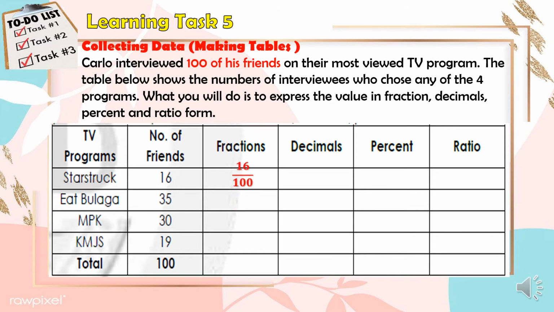So for the fraction for number 1, we have 16 hundredths. For decimals, we have 0.16. And for percent, we have 16%. And for the ratio, that is equivalent to 16 is to 100. Okay, so what you are going to do is to fill out the fraction, the decimals, the percent, and ratio for number 2, for It's Showtime down to KMJS.